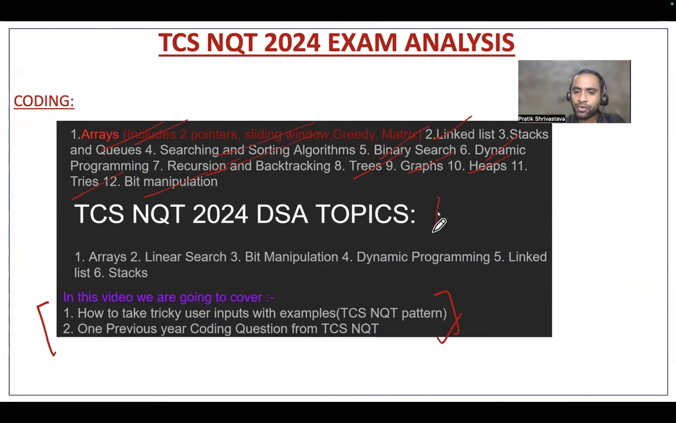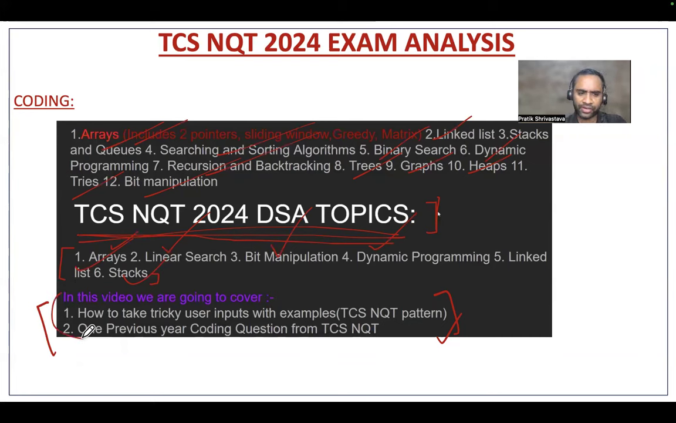But if we talk about the TCS NQT point of view, for TCS NQT 2024 we had only 6 topics which are very important and which you need to reach first: arrays, linear search, bit manipulation, dynamic programming, linked list, stack. These were the topics which were very important, and all the questions were asked from these only.